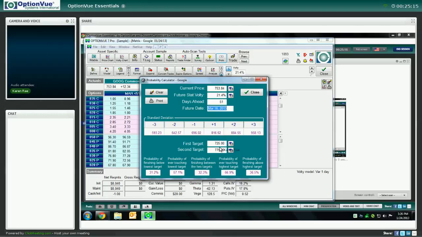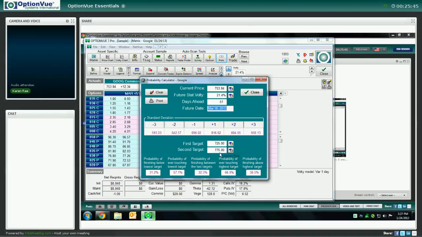Now, these two prices that I typed in are within this first standard deviation range. So as a secondary way to use the probability calculator, I've got my first target set at 725, my second target set at 775. Just out of curiosity, I want to know the results that are in these boxes when I type this information in. So, for example, I want to know what is the probability of finishing between 725 and 775. Well, by statistical calculation, it's 32.3%.